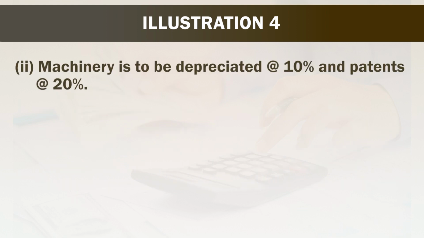Friends, then we have machinery, and machinery is to be depreciated by 10% and patents are to be depreciated by 20%. Let us see the explanation.